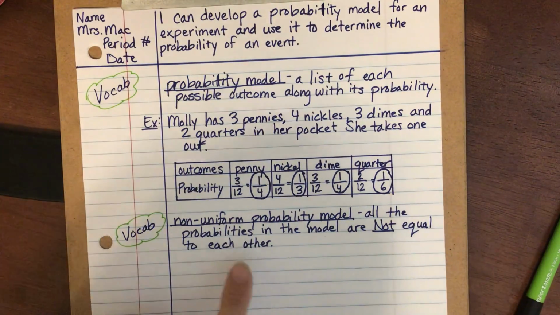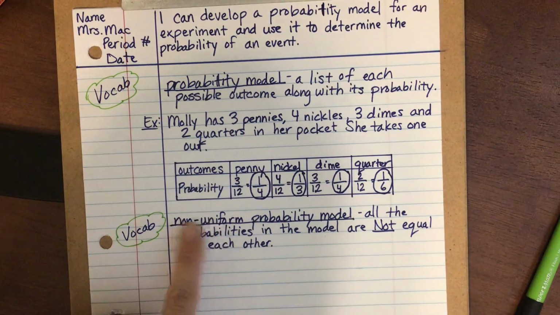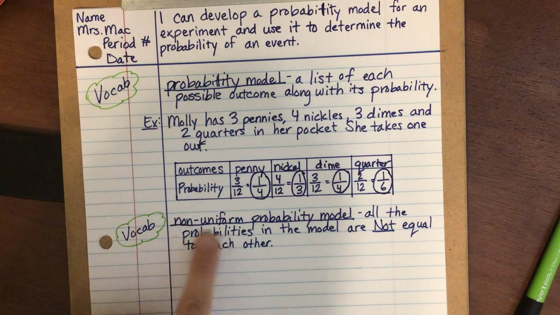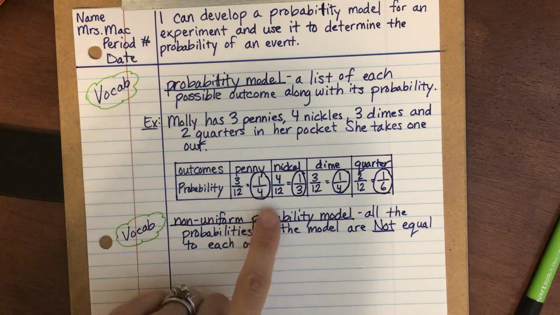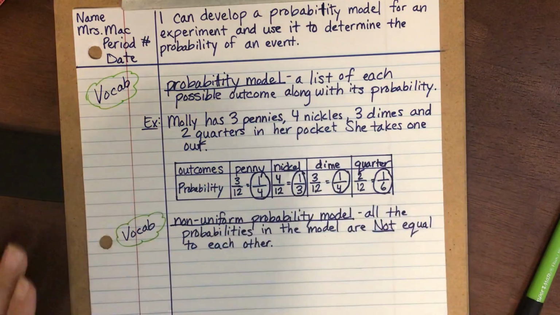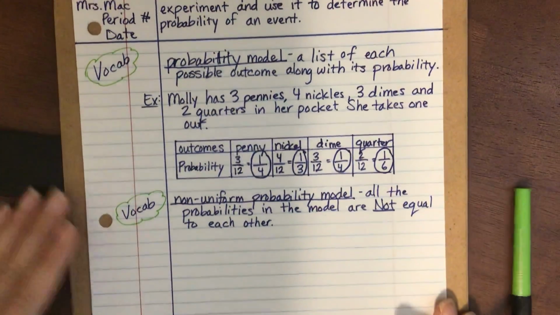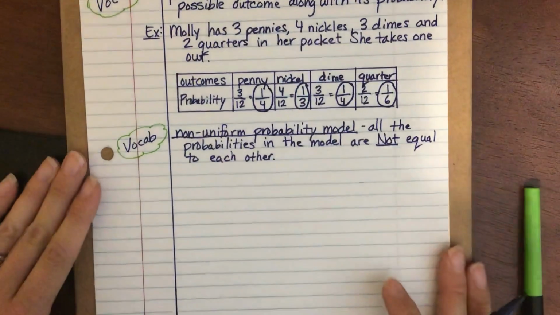And the way that you can remember this is uniforms. Okay, think about school uniforms. If everybody's wearing a school uniform, everybody looks the same. So a non-uniform probability model is when they don't look the same. So here you have a 1/4, a 1/3, and then a 1/6 over here. Those are different. Those are non-uniform. Okay, so let's look now at another example.